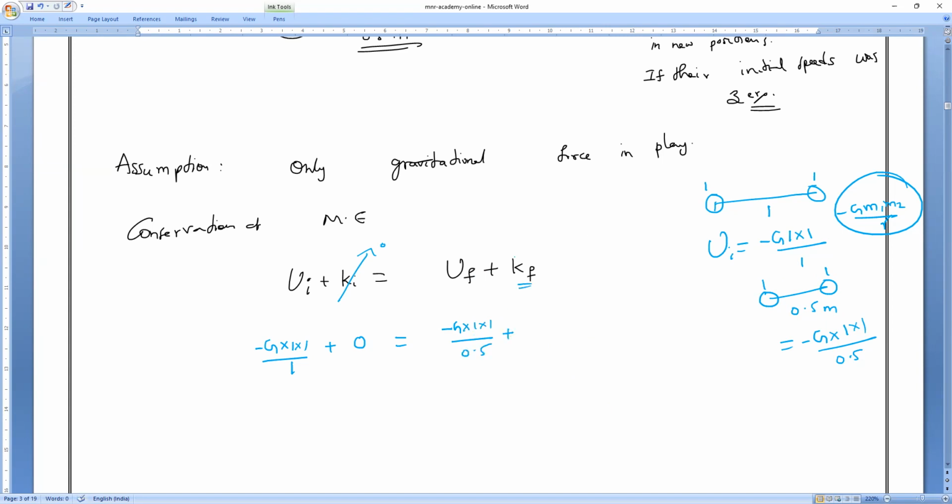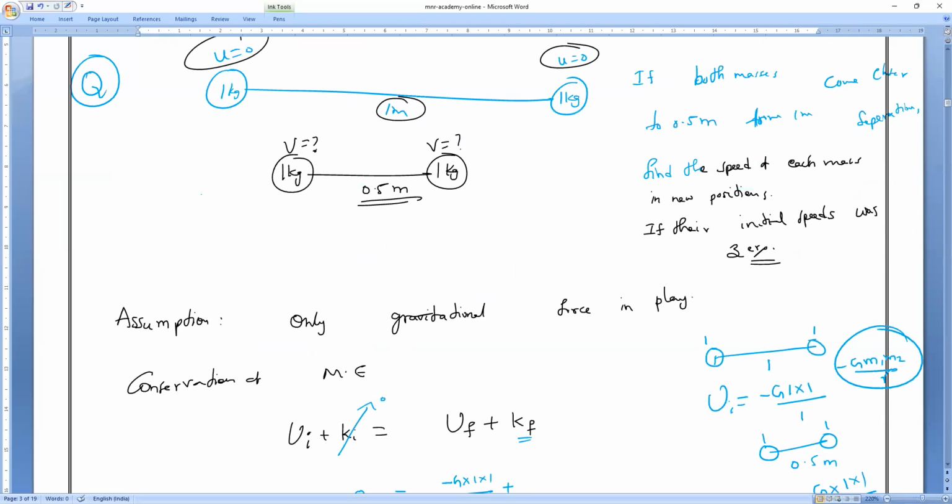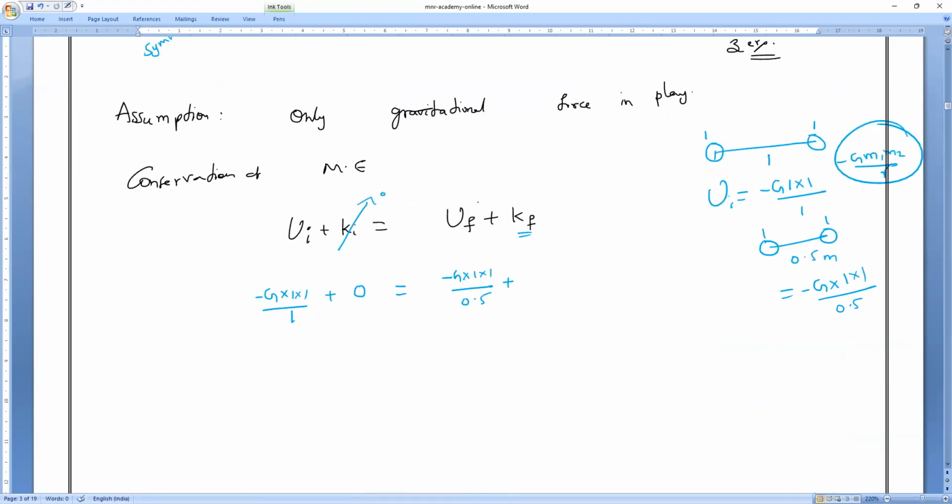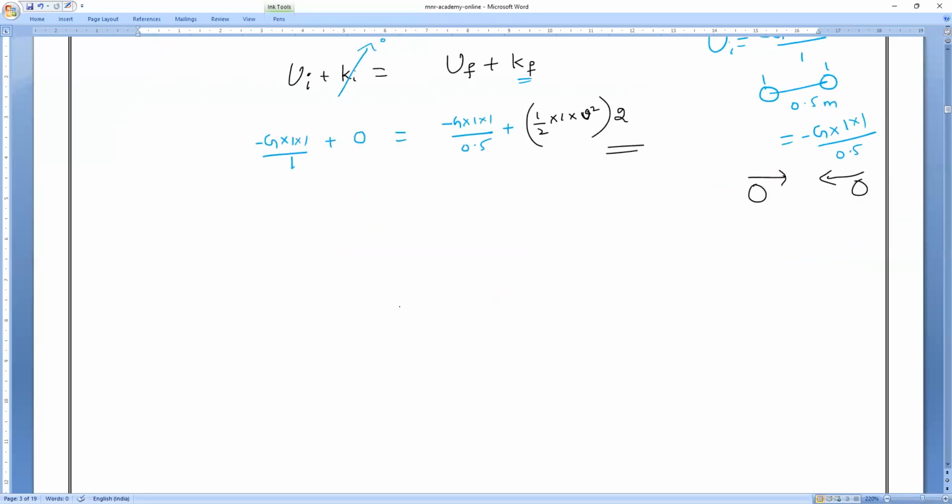Now the final kinetic energy. Both masses are the same, so both have the same speed, because it is a symmetrical system. So I write half m v square, half into m which is 1 kg into v square. But how many bodies are there? This is one body and this is one body, so I have to multiply by 2. Clear, everybody? Symmetrical system. Understand, Pradosh?